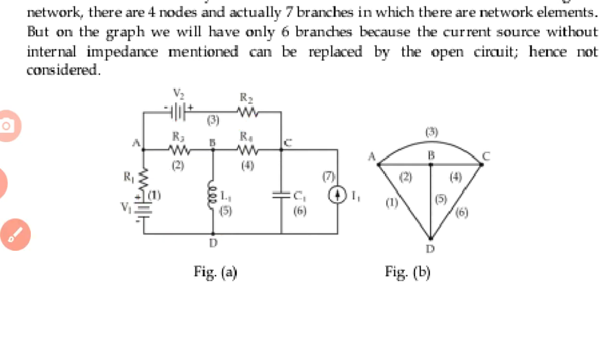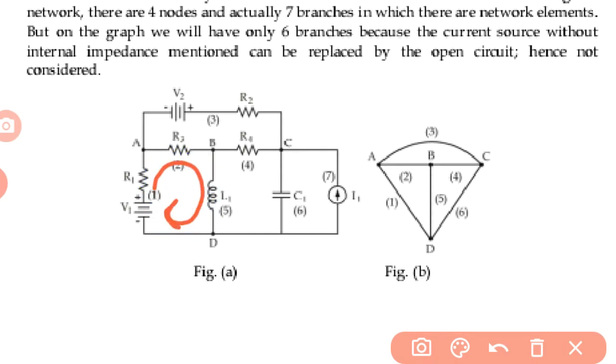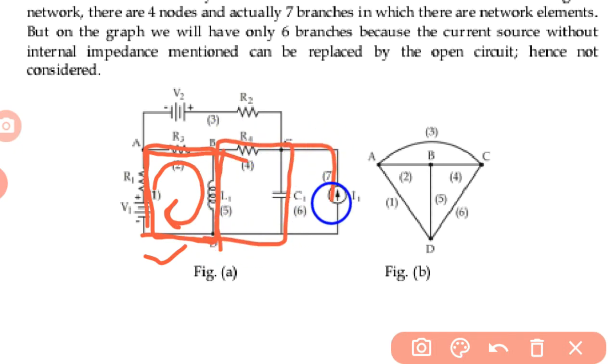Okay, next go for the loop. A loop means when we connect the elements together, they form a closed path. That means we connect V1, resistors R1 and R2, and next L1. All of these are connected, forming one closed path, which is called a loop. The next one is mesh. A mesh means the individual loops which are not overlapping.